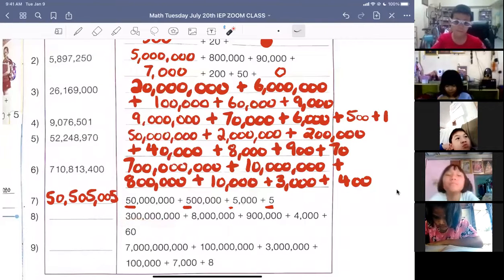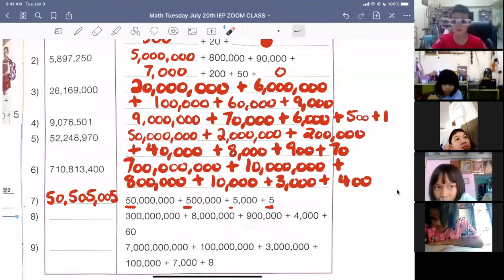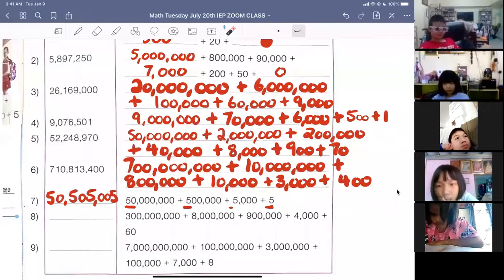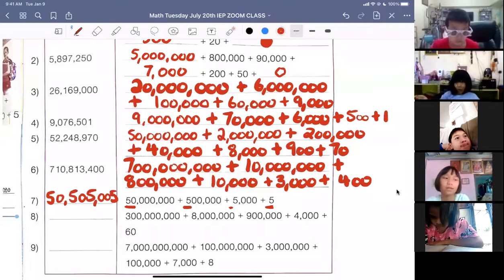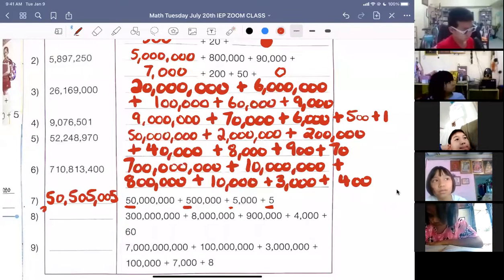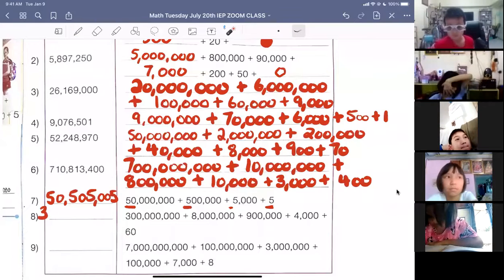Next we have 300 million plus 8 million plus 900,000 plus 4,000 plus 60. So we're going to start off with the 300 million. It's just a 3. So we're going to write this 3 right here. I'm going to need a little bit more room. So 300 million.